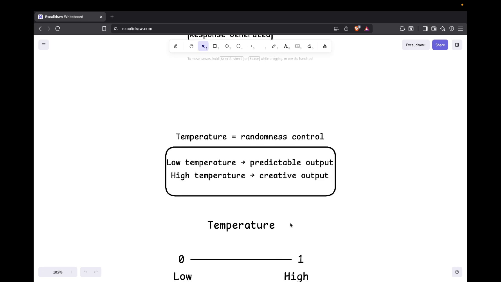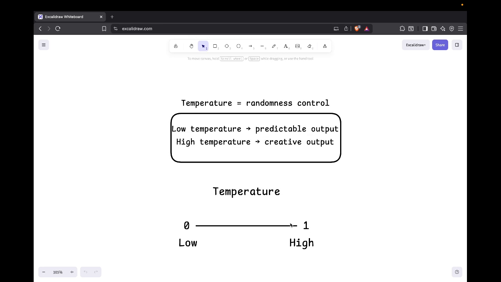So to summarize, temperature is the randomness control of any AI model. It is responsible for how random or creative AI responses can be. Simply, low temperature means predictable outcome. High temperature means creative outcome. Temperature lies between 0 and 1.